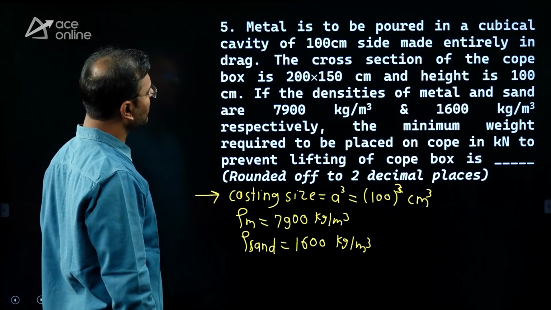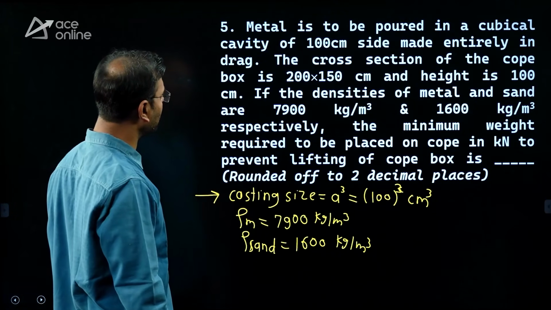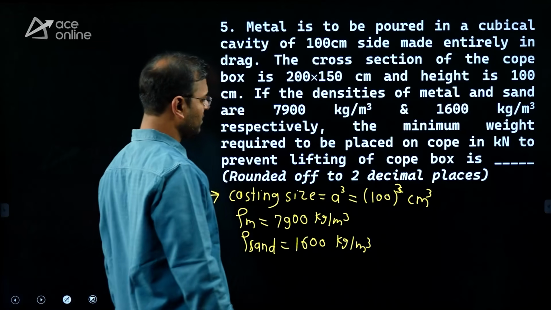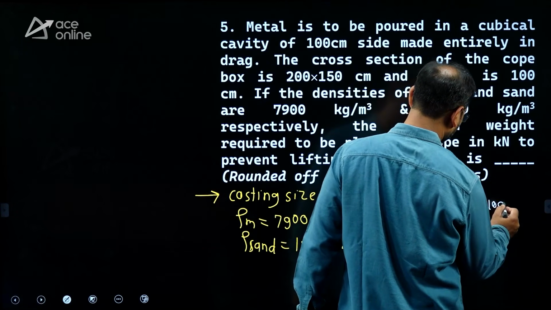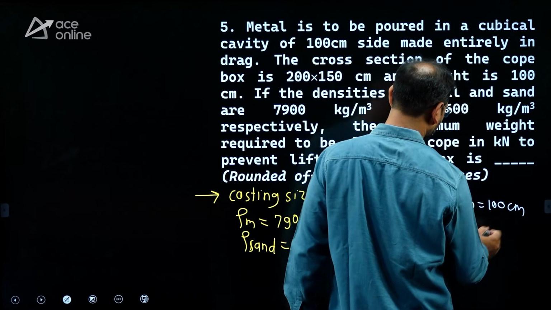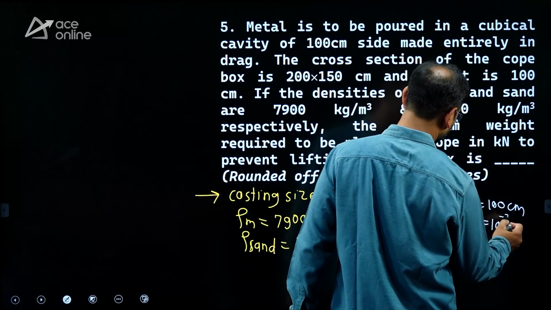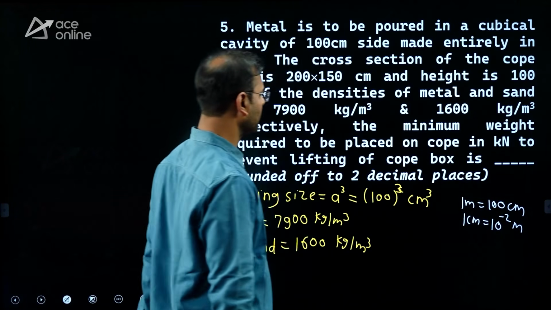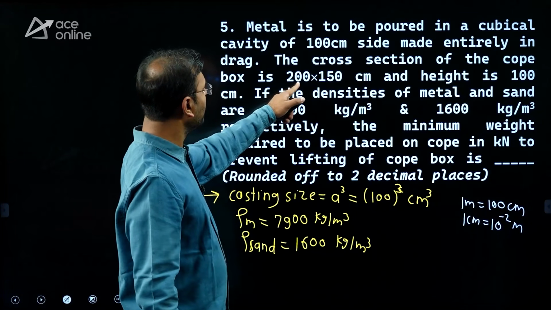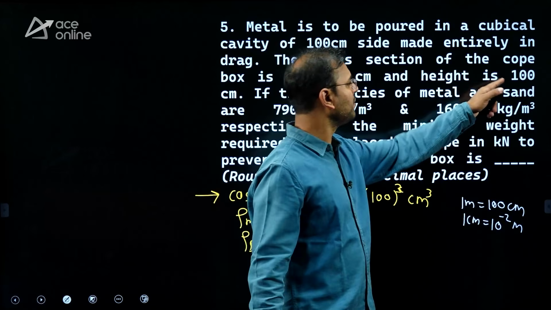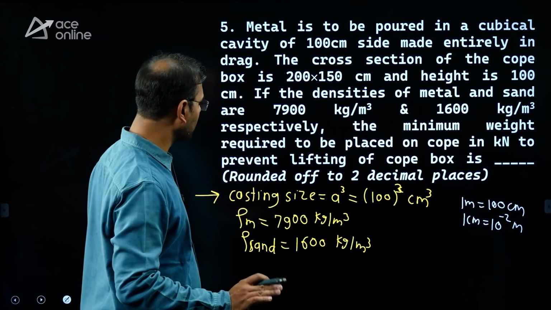Here it is always better to convert the centimeter into meter. How can we convert, guys? 1 meter is equal to 100 centimeter. Therefore, 1 centimeter is equal to 10 raised to minus 2 meter. Therefore, here it will be 2 into 1.5, and the height will be 1 meter. This is 2 meter, 1.5 meter, all the dimensions. Understood? Okay, then I am converting into meter.